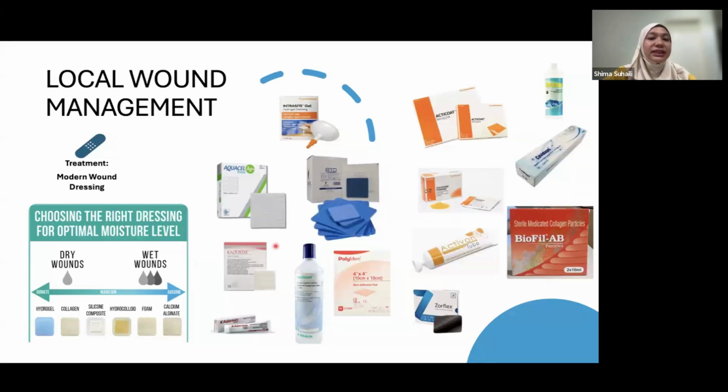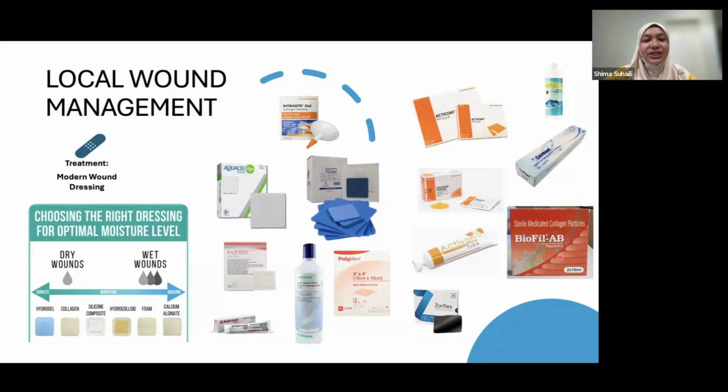We have dressings like Aquacel, Calcium alginate, and also some of the special foam dressing that would help us to manage the wet wound. And we also have honey that can do enzymatic debridement. And we also have Biofil, which is a collagen that can promote granulation in a wound that is very difficult to heal. Okay, so how can we choose all this?